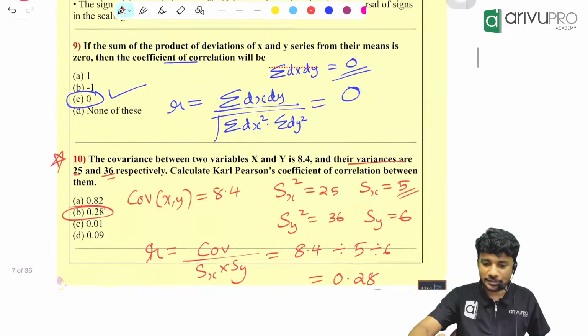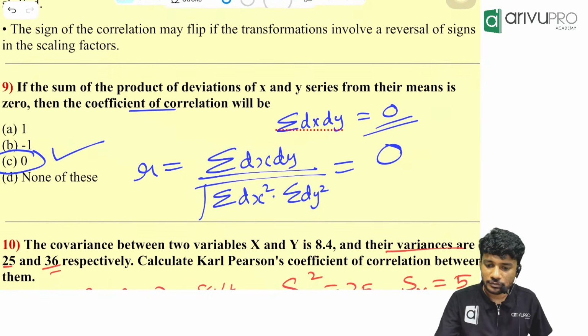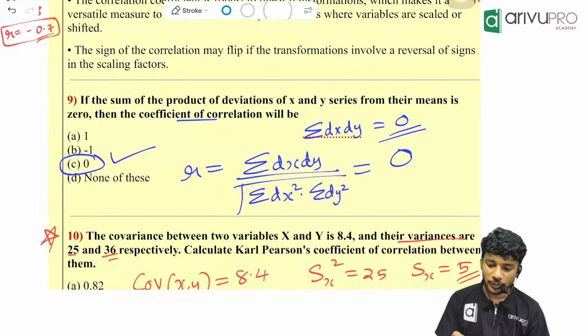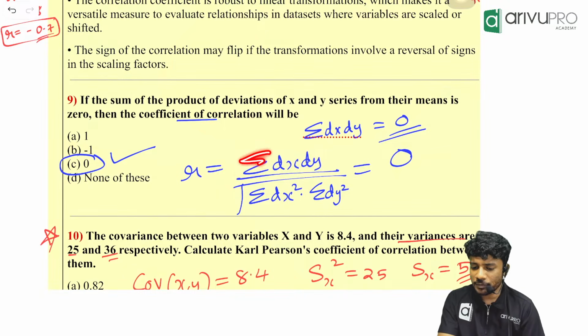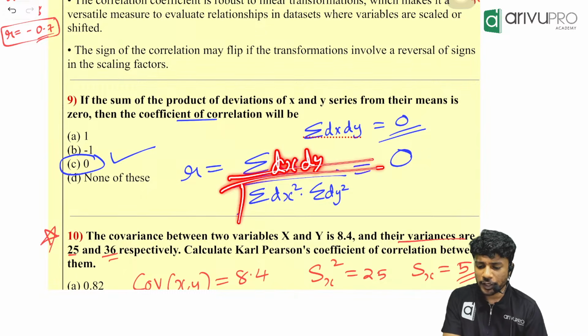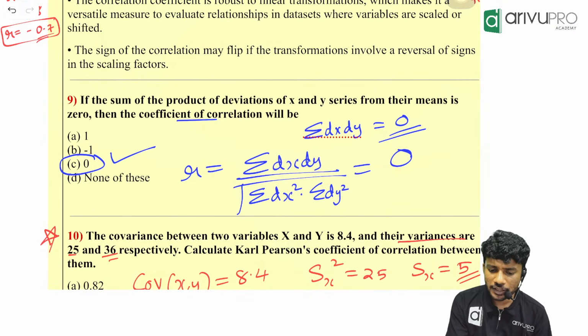Yes, I'll take that. This sum only you are telling, Abdul? Yes. So people, in order to find our correlation coefficient, we have a formula from deviation. That is the third formula for our Karl Pearson's correlation coefficient: sigma dx dy divided by root of sigma dx square into sigma dy square. That is the formula.